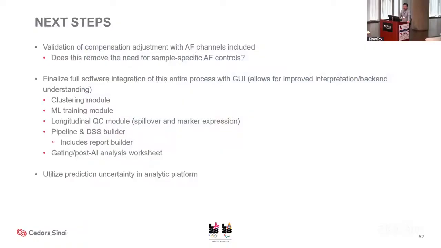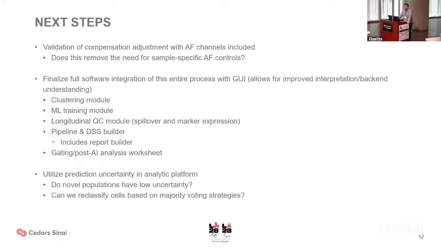So how do we utilize the prediction uncertainty into our actual analytic platform? If a new population comes about and has a low prediction probability, it might be something that's abnormal, and how can we actually start to utilize those types of things? So are the novel populations having that? And then can we do majority voting to kind of reclassify some low confidence cells? And then the next step is really trying to do some additional beta testing with different sites on this software.